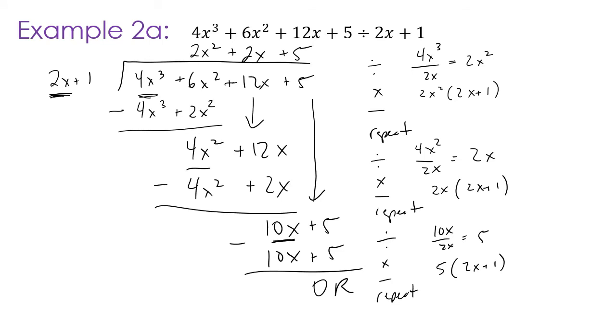Don't forget your therefore statement. Therefore, 4x cubed plus 6x squared plus 12x plus 5 equals 2x plus 1 times 2x squared plus 2x plus 5. So hopefully it makes a little bit more sense the second time. Let's do it again.